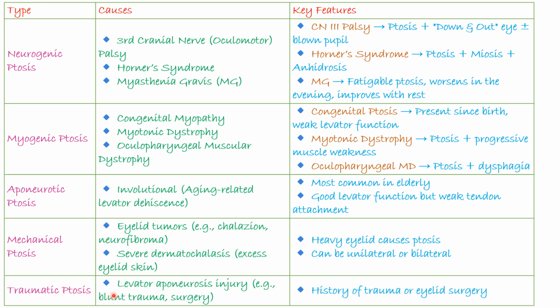Traumatic ptosis, this is usually because of levator aponeurosis injury, and this could be due to blunt trauma or surgery. So the patient will come in with a history of trauma or an eyelid surgery.